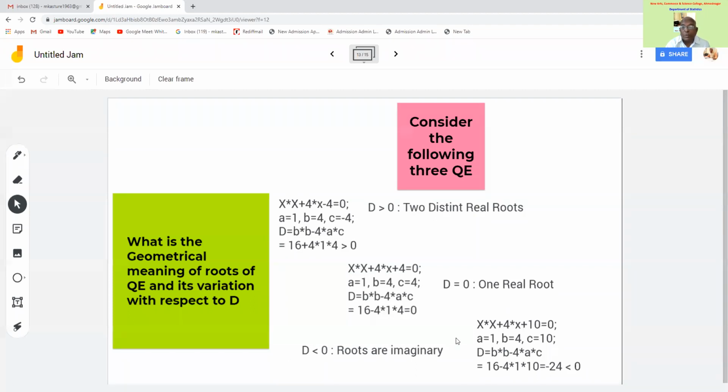Now let us take the third possibility. X square plus 4x plus 10 equal to 0. A equal to 1, b equal to 4, c equal to 10. And here d will come to be minus 24, less than 0.